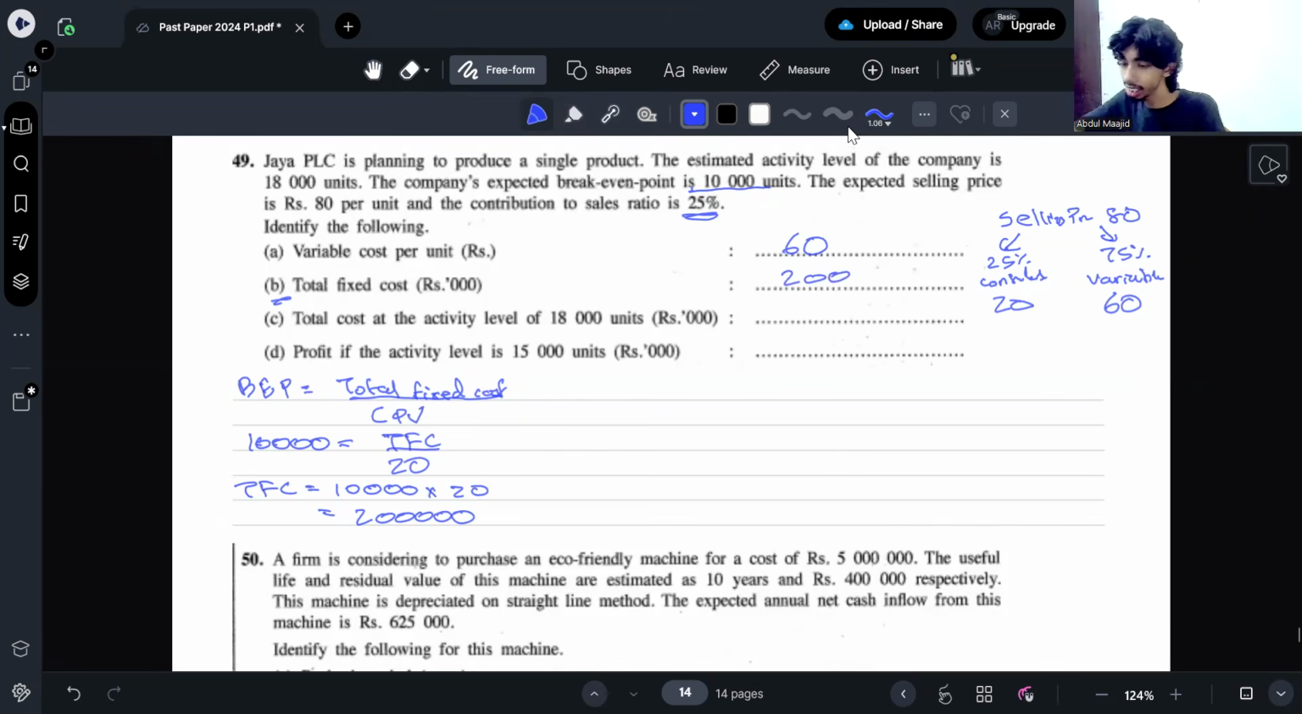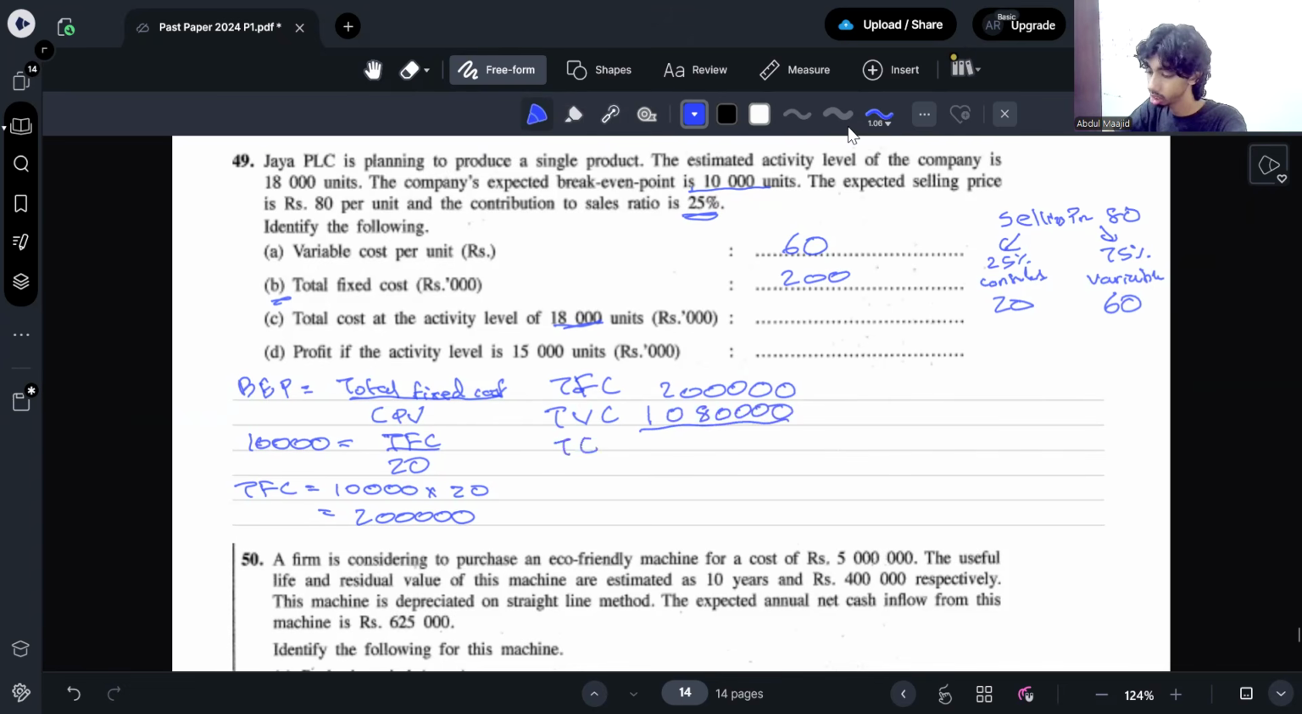Then total cost at activity level of 18,000 units. Total cost, how do you find? Total fixed cost plus total variable cost. Total fixed cost is, sorry, 200,000. Per unit, the variable cost is 60. Then for 18,000 units, that will be 1,080,000. Then the total cost at 18,000 units will be 1,280,000. Writing thousand.